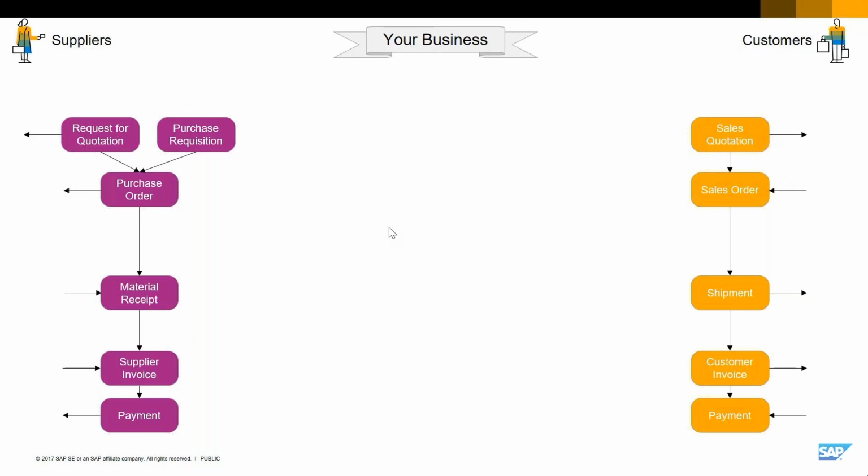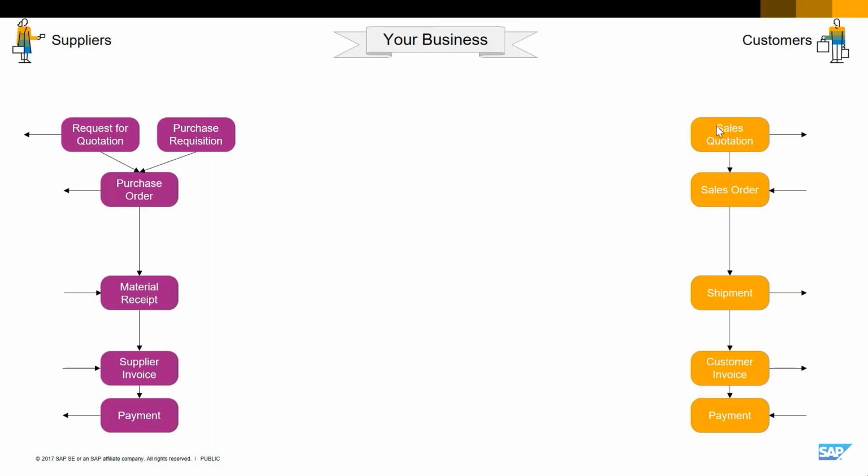Again, once you purchase these raw materials, you will produce them. You will do the manufacturing part in your company. Then once you get the finished goods, you will sell them. For selling also you have a process. Prospective customers may ask for a quotation on your finished goods. You can give the sales quotation to them.